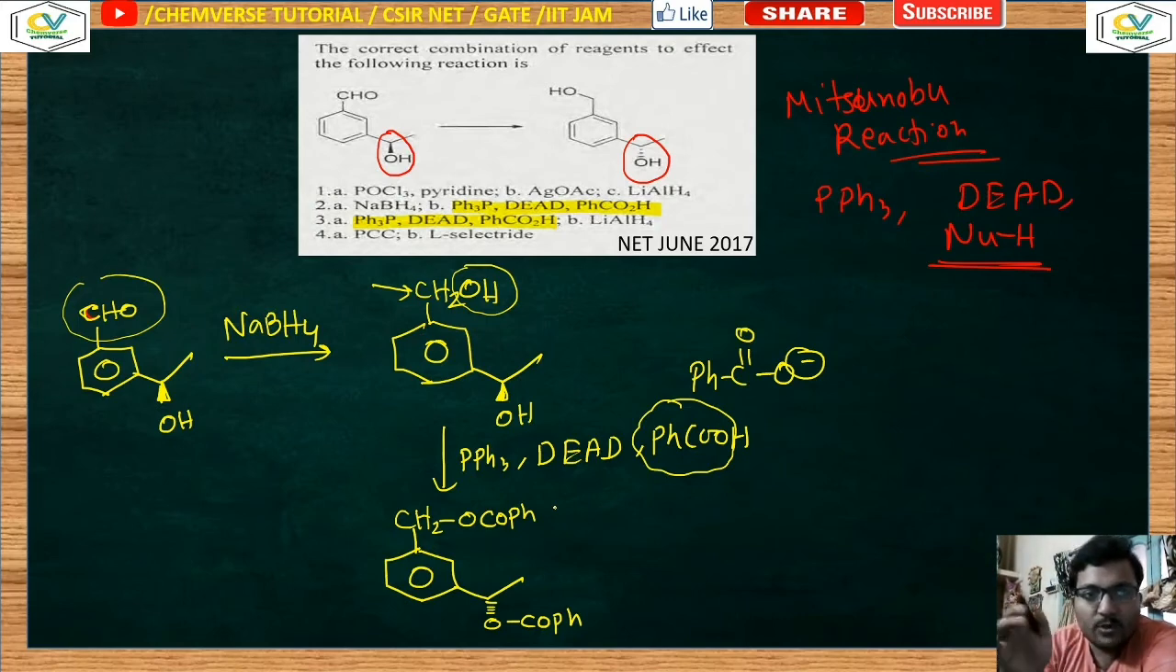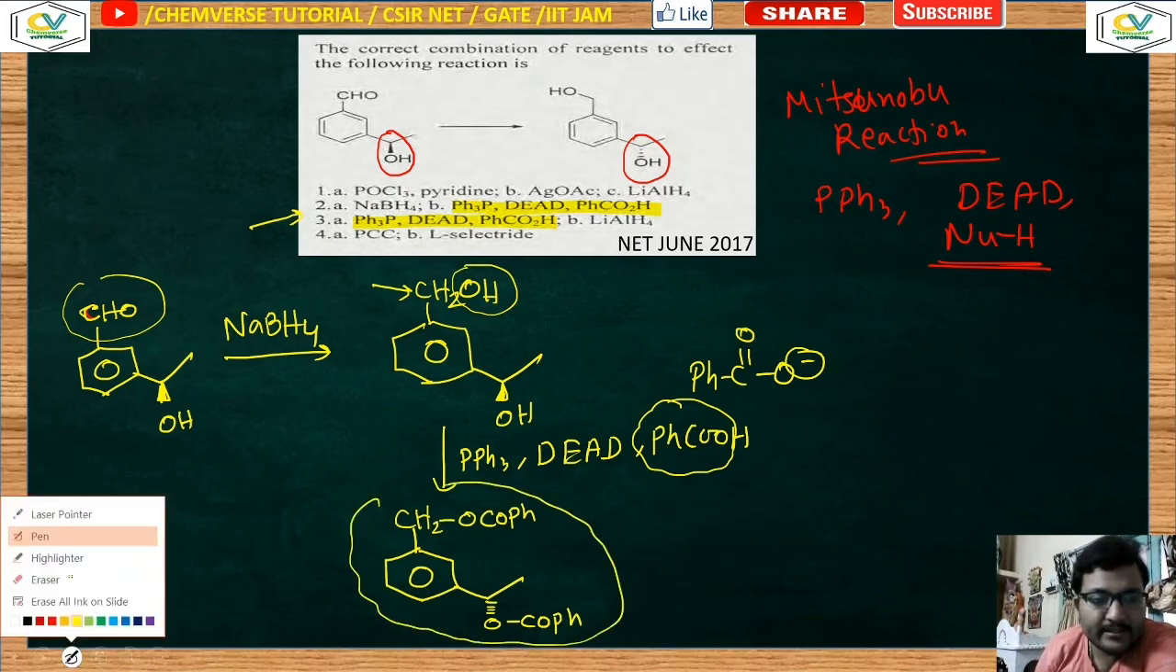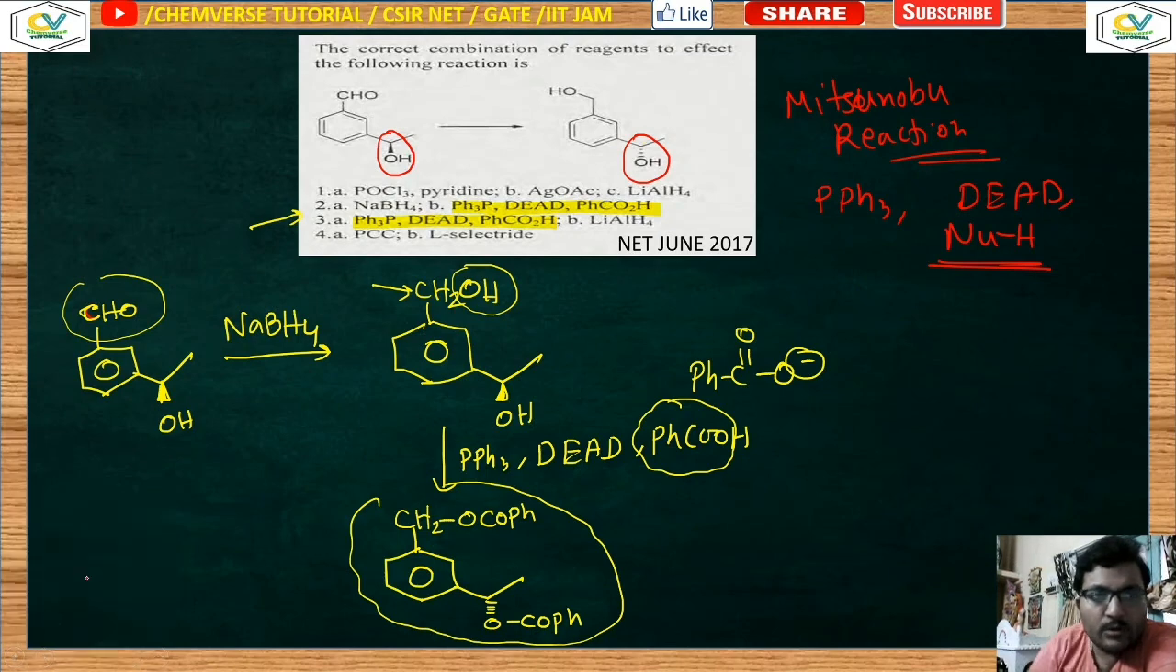There is no other step. So option number B or option number 2, okay, this is option number 2, cannot lead to this product. So it cannot form your desired product. So option number 2 cannot be your correct answer. So you can rule out option number 2. Now coming to option number 3.